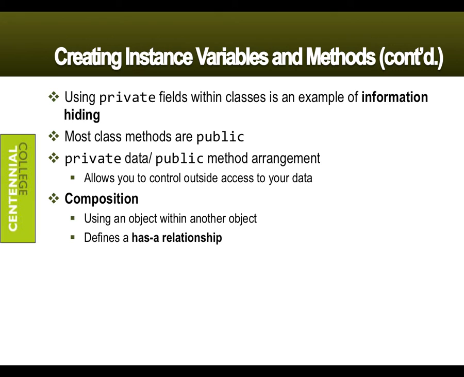So when we make a library of objects and classes, we're going to use information hiding by using different access modifiers. That way some things are going to be visible to the users through code hinting when we use Visual Studio, and other things are going to be private. They're not even going to be visible. We'll see how that works in a bit. So again, like we said here, most class methods are public. Yes and no. Private data, public method arrangement.